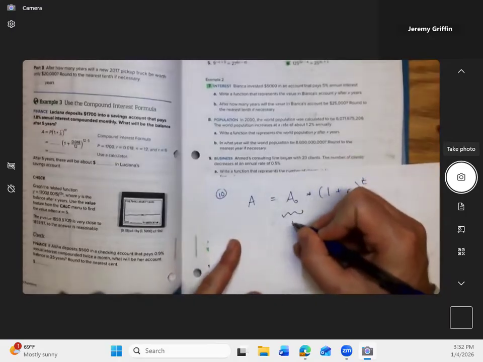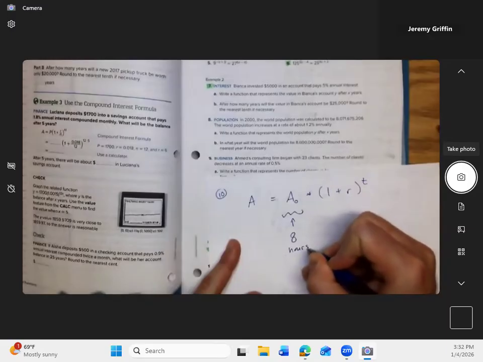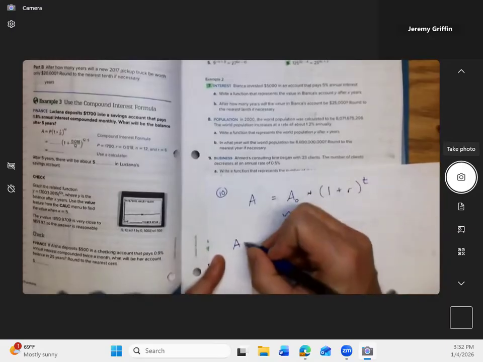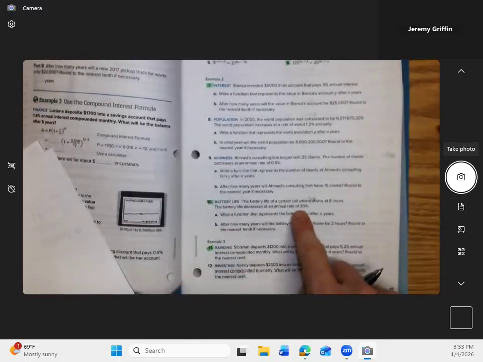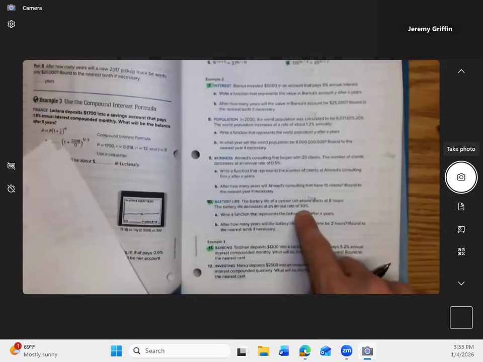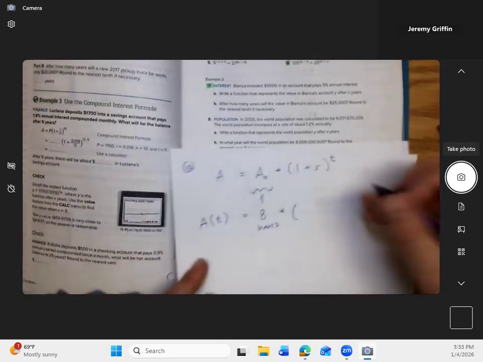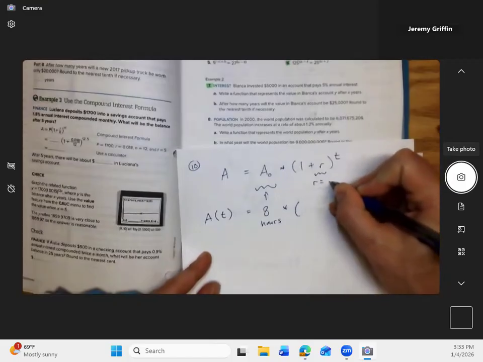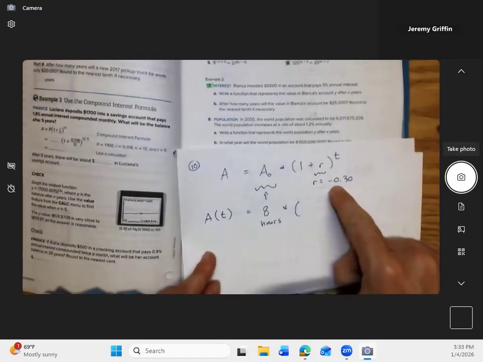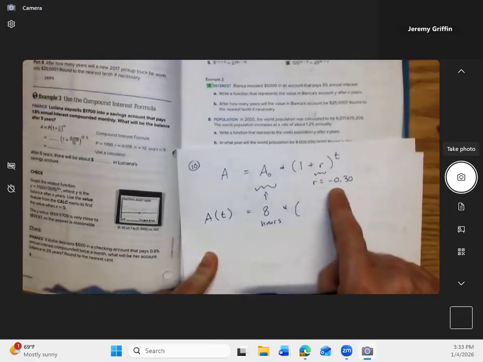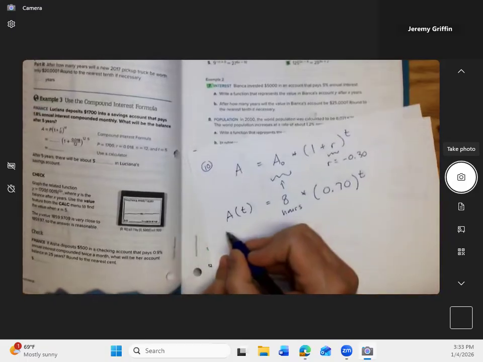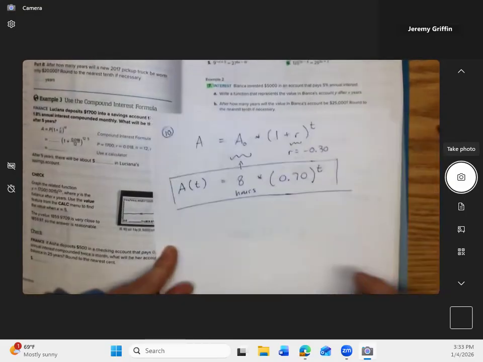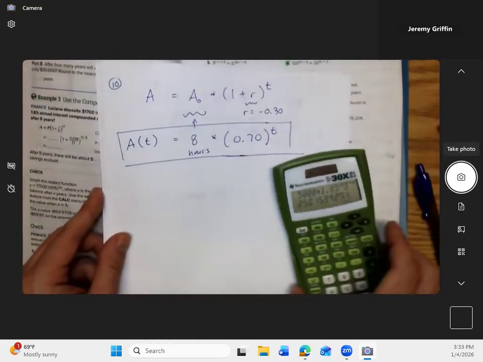Now we're starting off with an 8-hour life, so that goes right there. This is the number of hours it'll last after so many years, so t is the number of years. Now it's losing 30% of its battery life every year, so this r is negative 0.30, negative 30%. Putting this all together, 1 plus negative 0.30 comes out as 0.70, to the power of t. And that right there is the model. To show you how this is working, I'll make a little table.